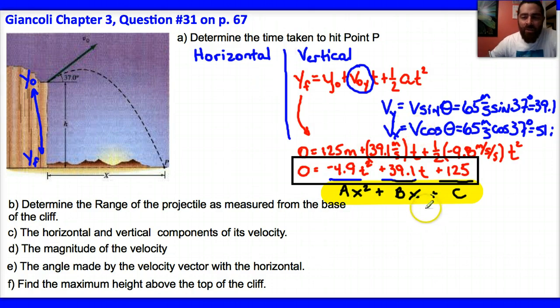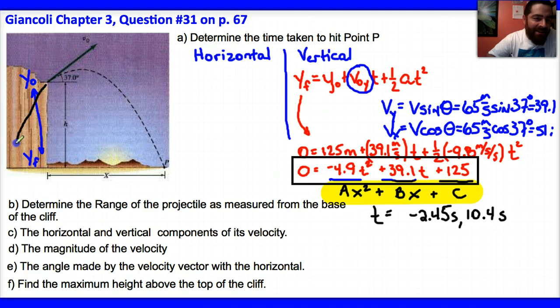When I run that through quad solve, I get two different time roots. The first time root is negative 2.45 seconds, and the second time root is 10.4 seconds. What that's telling me is that if I go back in time, 2.45 seconds before it was launched, it was at ground level. But clearly that's not a valid time going backwards in time, and so the only valid root, and the one that I'm going to move forward with, is 10.4 seconds.